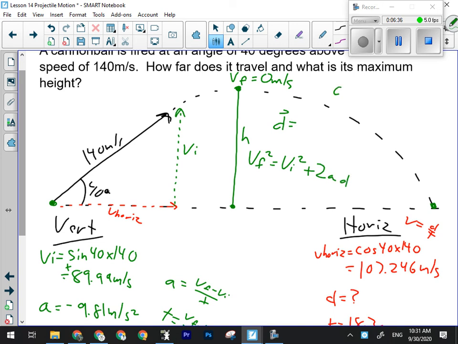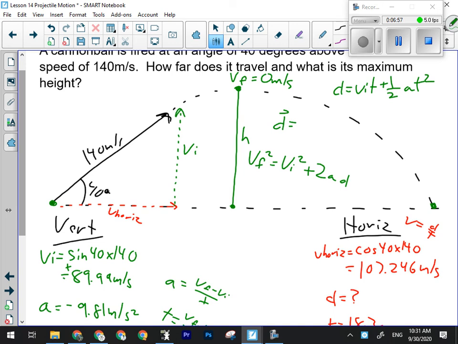I could also use this formula as long as I use half the time. I'll get the same answer. I'll show you both. So I'm going to use this formula here because I like it better because I don't have to remember to divide the time by 2.